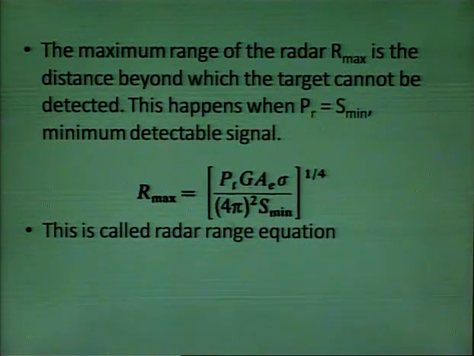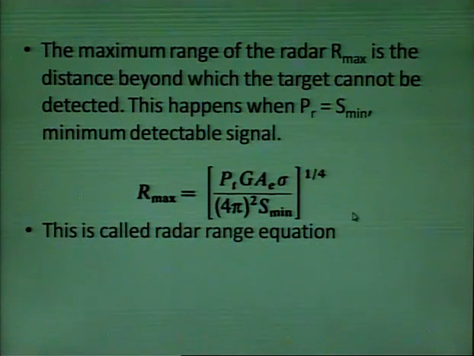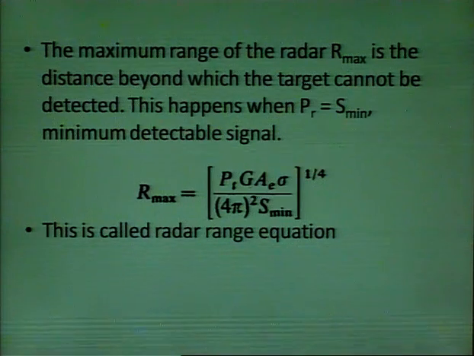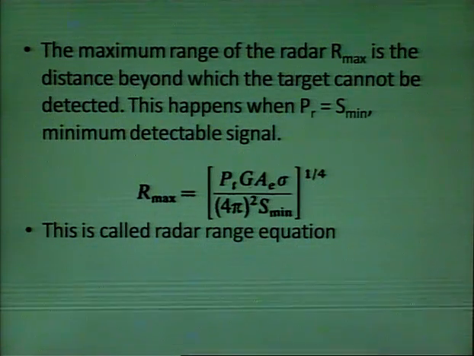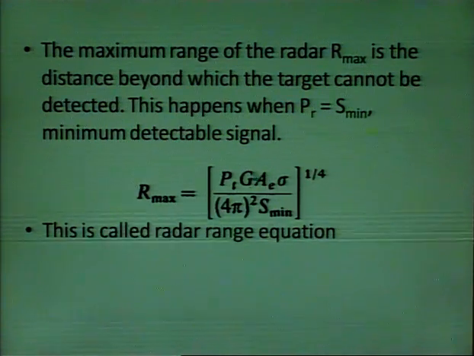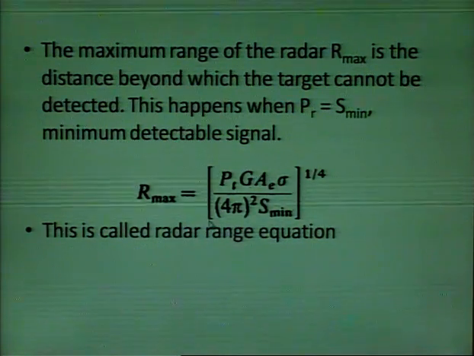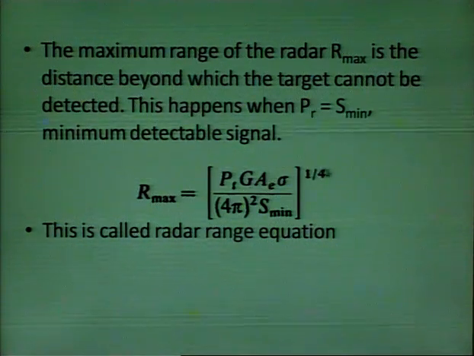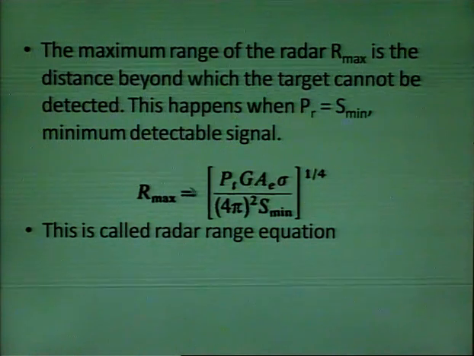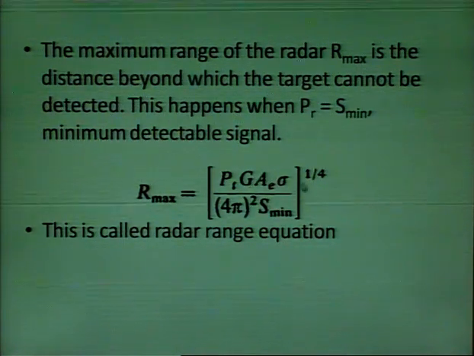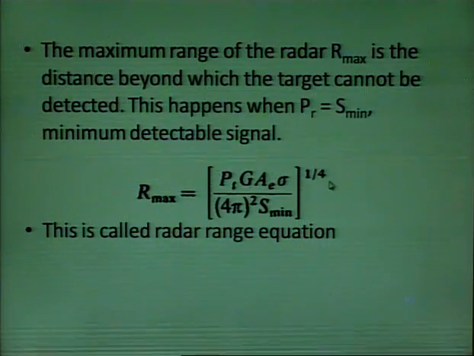The lesser the S minimum, the more the range. It means that if the receiver is capable of detecting a lesser signal, the radar system is capable of detecting more range. A very important thing to notice here is that this is power 1 by 4. Whenever you get a question, keep in mind that this is power 1 by 4.